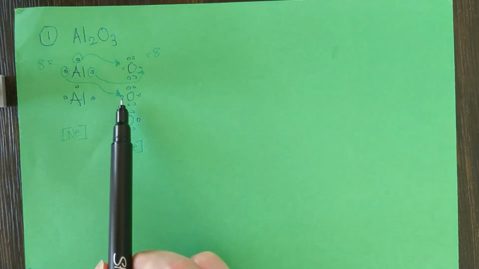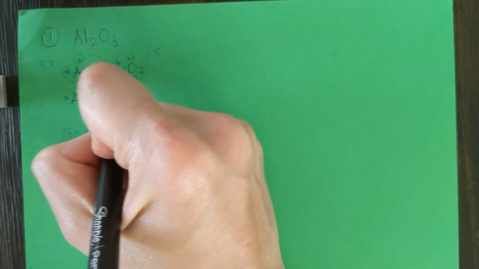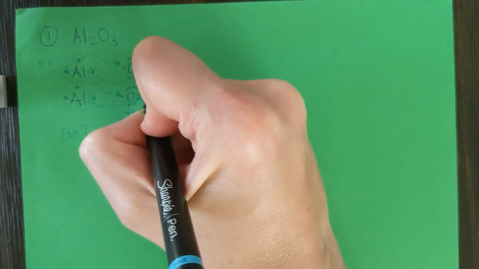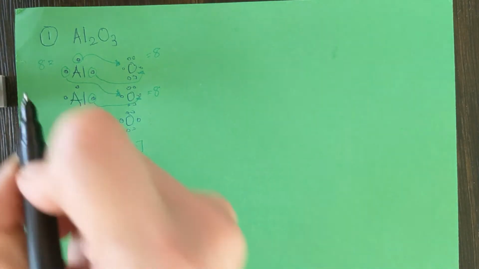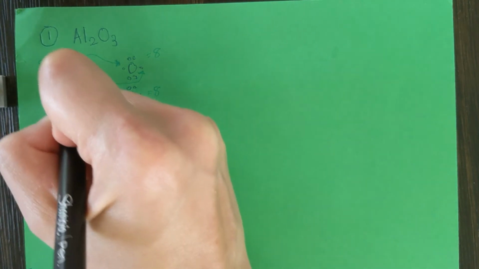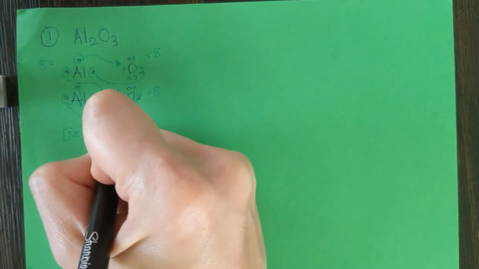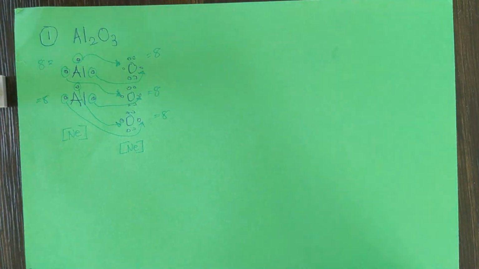This oxygen has gained 1, but this one is still unpaired, so we'll gain another one here. Now this oxygen has its octet. We still have these 2 extra electrons from aluminum, so they will go here and pair here. Now everyone has the octet.